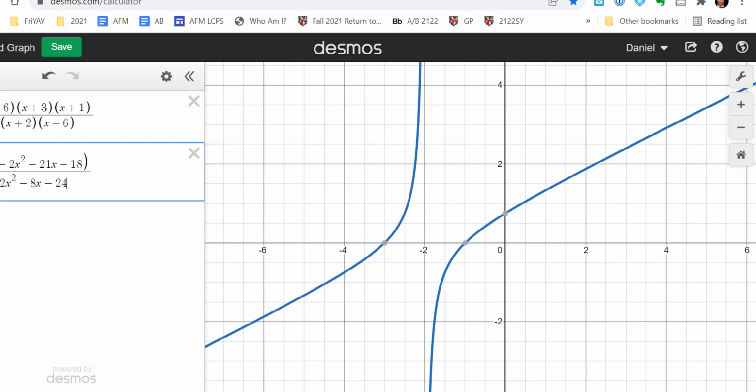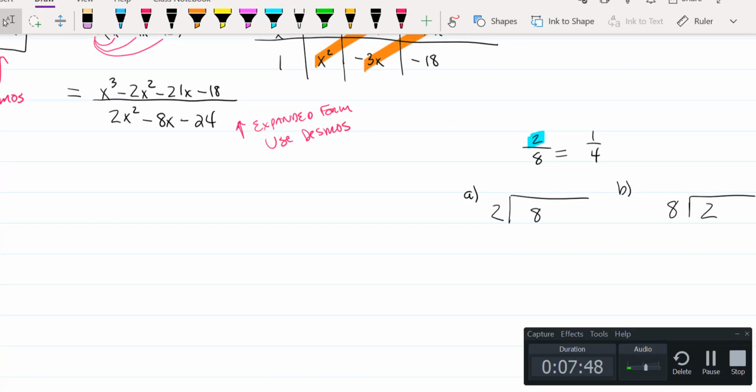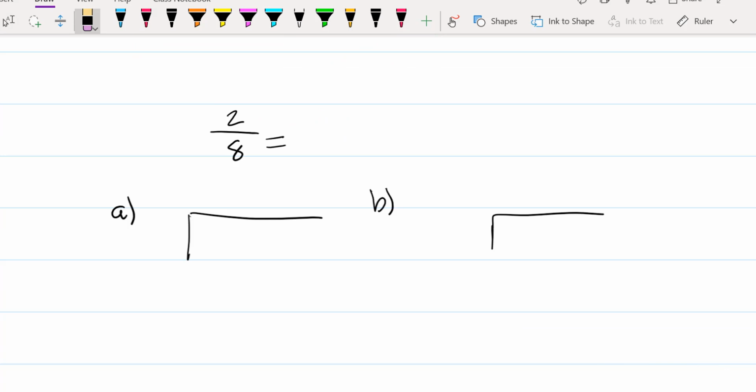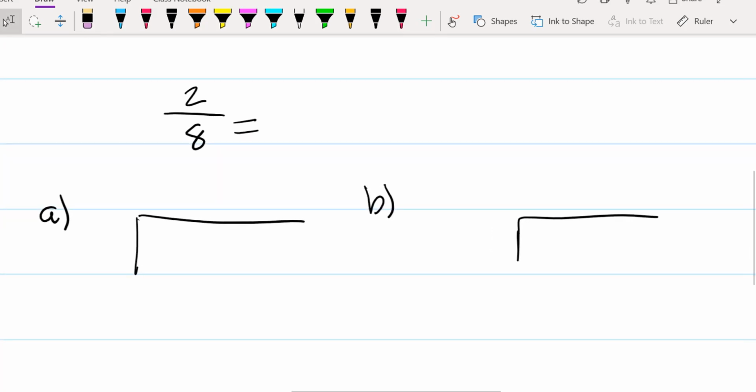Now, on to determining the equation for the slant asymptote. One of the things I want to talk about first when we set this up, I want to go back to some numbers here, like 2/8. Now we know as a fraction, that would reduce down to 1/4. So my question is, which way do we set this up? Do we go 2 going into 8 like that, or do we go 8 going into 2? One of those is correct and one of them is not correct.